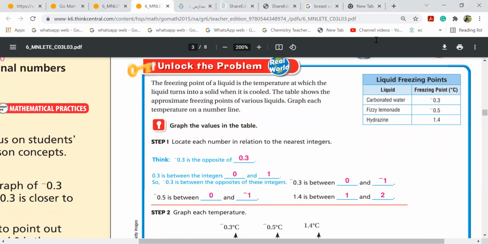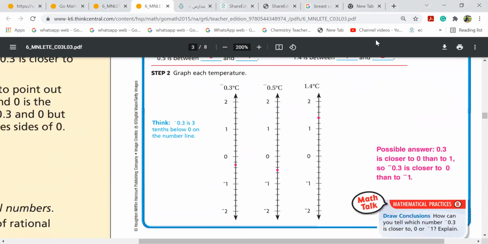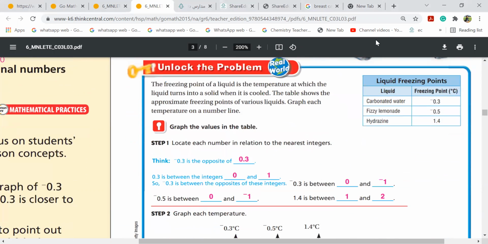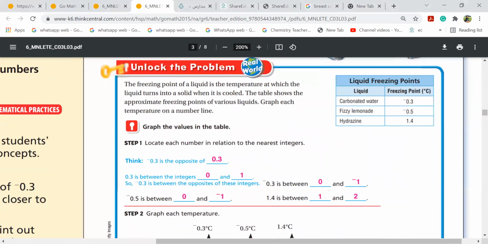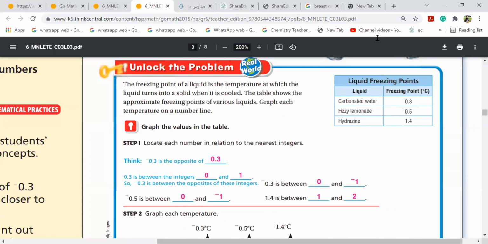Now, you will learn about this with the number line also. Page 151. I did not tell you to write, I'm explaining to you. The freezing point of a liquid is the temperature at which the liquid turns into a solid when it is cold. The table shows the approximate freezing points of various liquids. Graph each temperature on a number line. Okay, they ask us to put this on the number line.